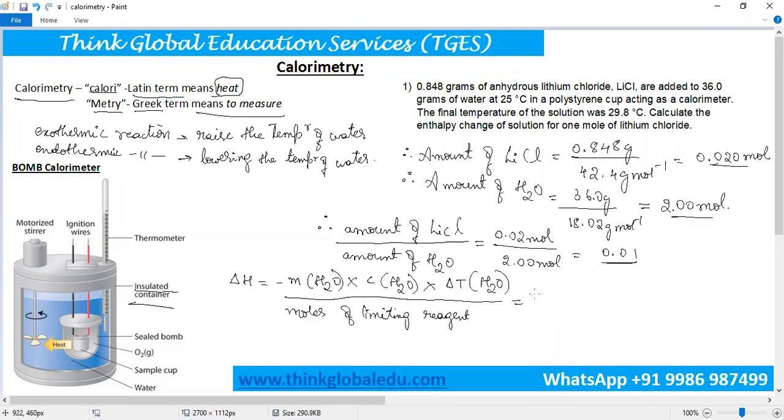So the mass of water, which is given, that is 6.0 gram, times the specific heat capacity of water, 4.18 joule per gram per degree Celsius, and the change in water temperature is 4.8 degrees Celsius, which is from 25 degrees Celsius to 29.8 degrees Celsius, over the moles of the limiting reagent, that is lithium chloride, 0.02 moles, which will be equal to minus 36 kilojoule per mole.